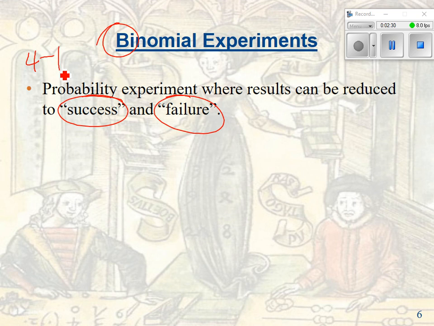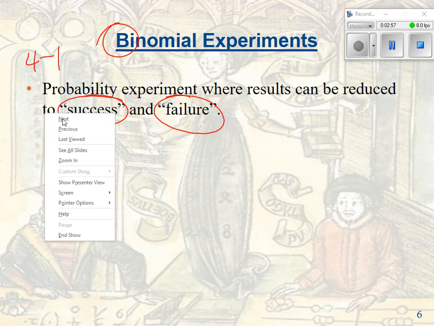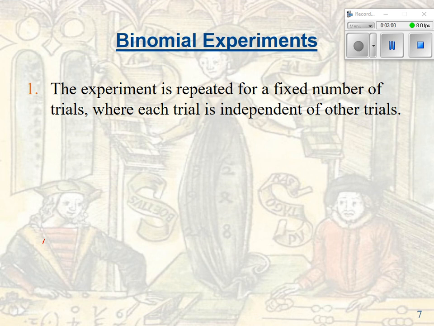We'll probably have to go back over 4.1 before we take the test over chapter 4, because in 4.1 we were doing any kind of probability distribution. These are just binomials. All the stuff we did in that first section, you could still do for this, but some things are easier if you use the rules for a binomial experiment. A binomial experiment is repeated a fixed number of trials where each trial is independent of the other one. So they have to be independent.